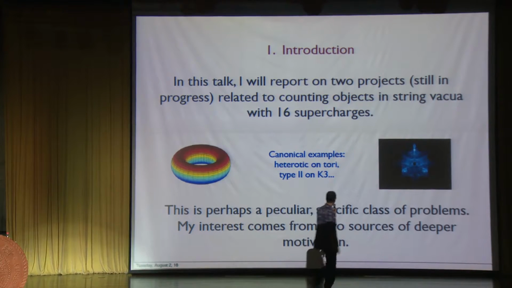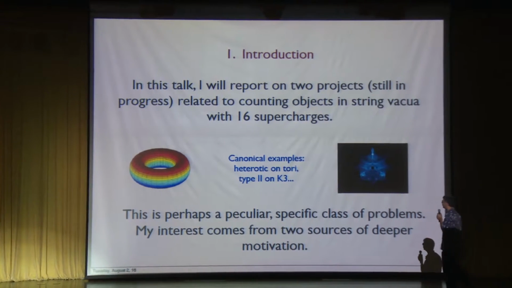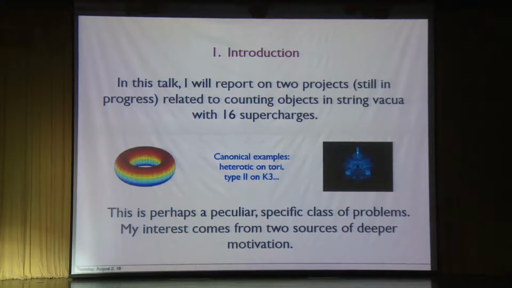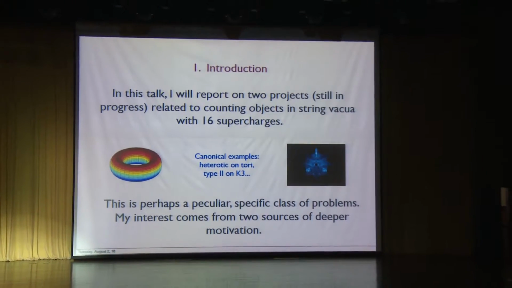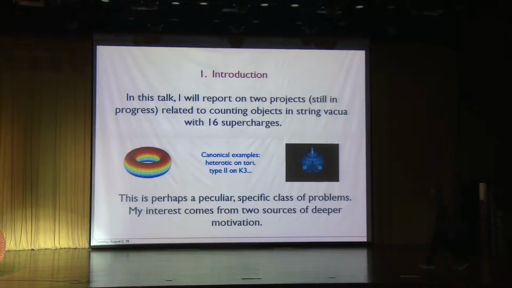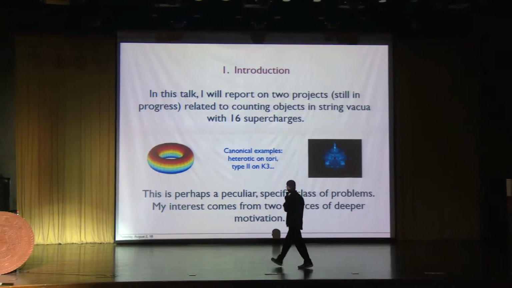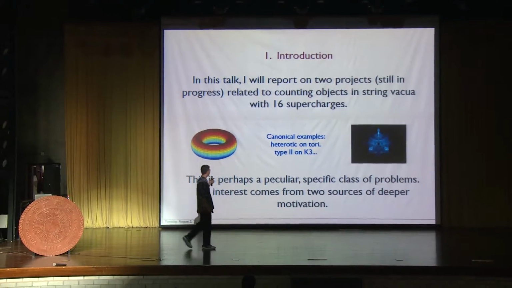So I'll be reporting on two different projects, both counting objects in these vacua with 16 supercharges. And the canonical examples of such compactifications of string theory that I have in mind would be heterotic strings on a torus like T6, or type 2 strings on K3 times T2. Now, this may seem like a peculiar and very specific class of problems. My interest comes from two sources of deeper motivation, which I'll barely be able to touch on today.